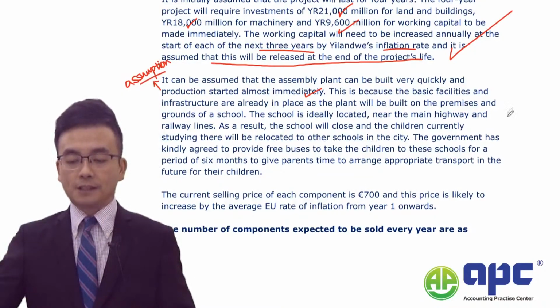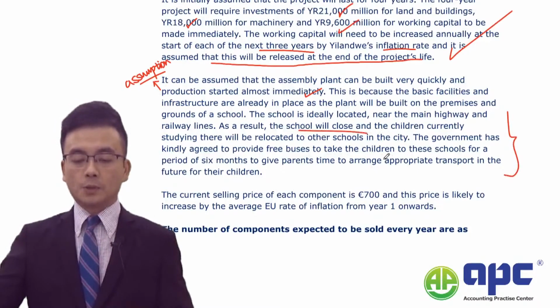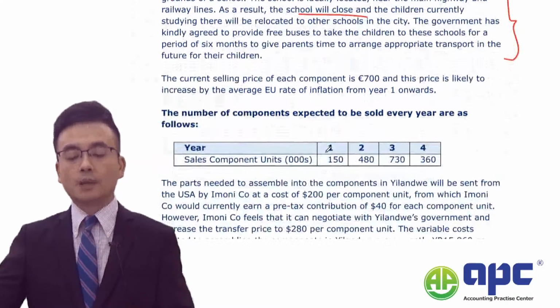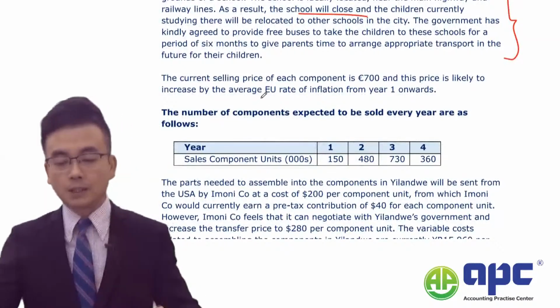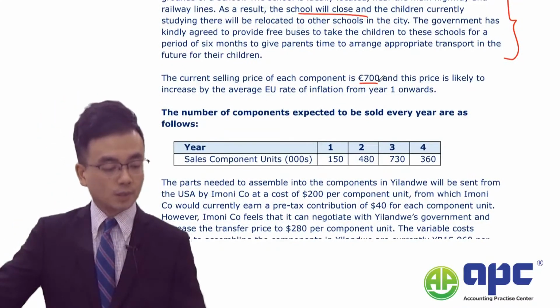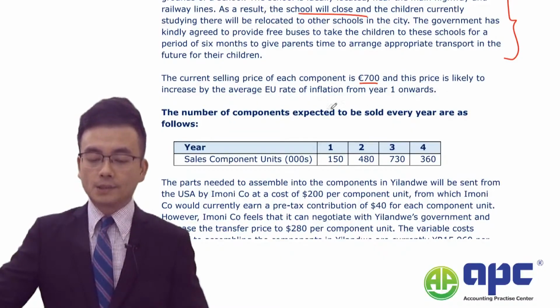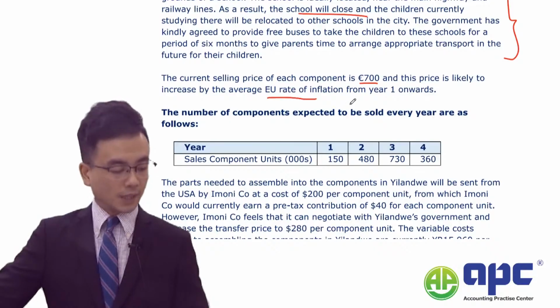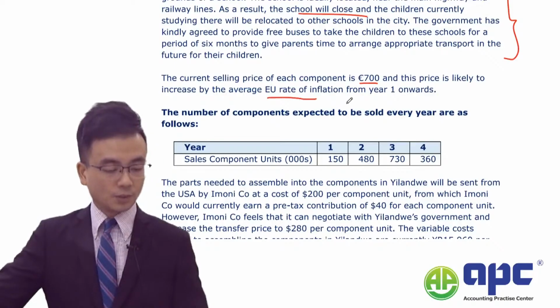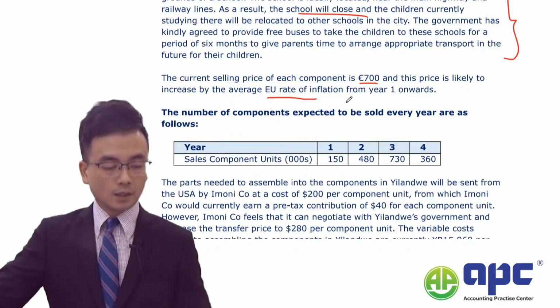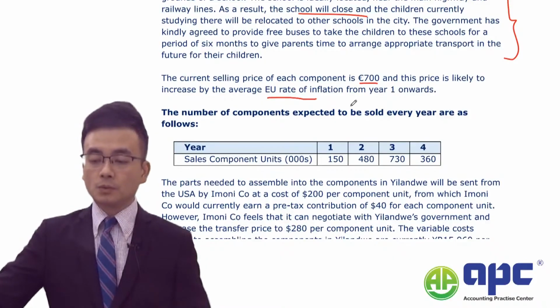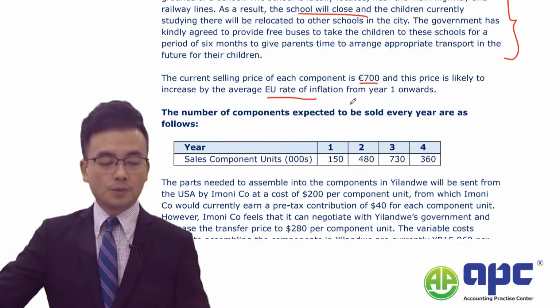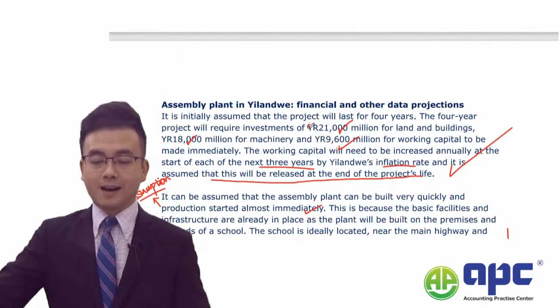Okay, and also it's the ethics part, the school will close and so on, so we need to consider that later on. But next one, the current selling price of each component is €700, and the price is to increase in line with the EU's inflation rate. Okay, so we'll see that later on. And related to the exchange rate, we will need to convert that into the Yulanzi Ren, which means the YR.